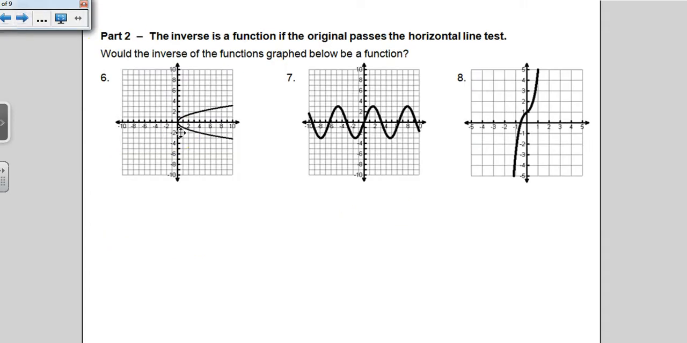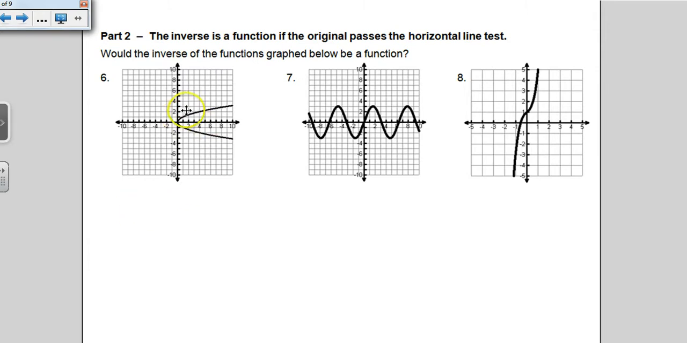This is one of the properties, I think it was property number 3 in that box at the top of your notes, that said the inverse is a function if the original passes the horizontal line test. Well, we've seen what's called the vertical line test. That tells you if a relation is a function. So what I've given you here are the original functions. I don't even tell you what the inverse looks like, but just knowing what the original looks like, you can tell me whether the inverse is a function.